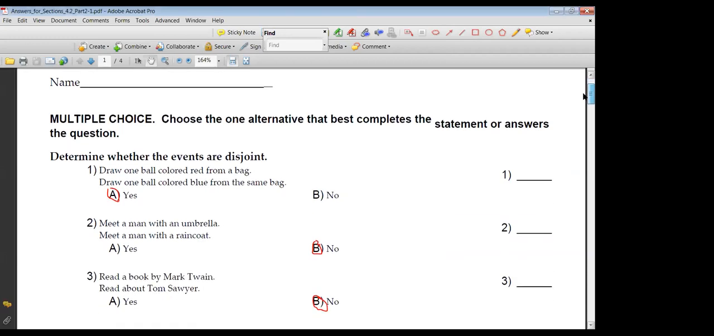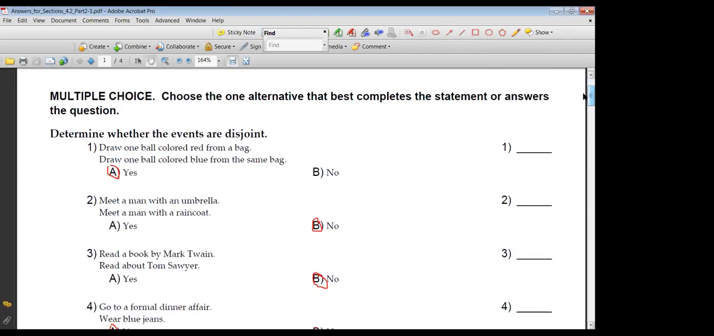All right. Are the events disjoint? Disjoint means they cannot happen at the same time. You draw one ball colored red from a bag. You draw one ball and it's colored blue. Well, the ball is either going to be red or it's going to be blue. It can't be red and blue at the same time. Please don't tell me it's a half red ball, half blue ball. No, you either draw a red one out or you draw a blue one out. These events are disjoint. You can't draw a red one and a blue one at the same time.